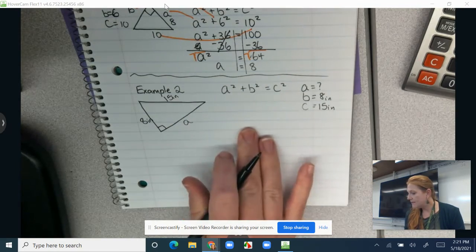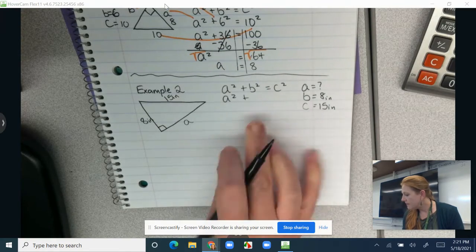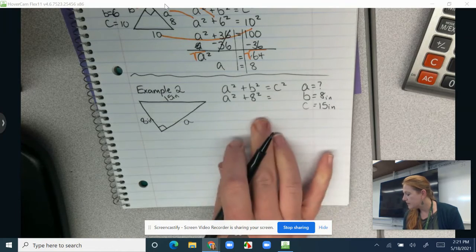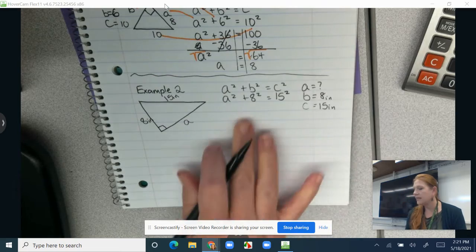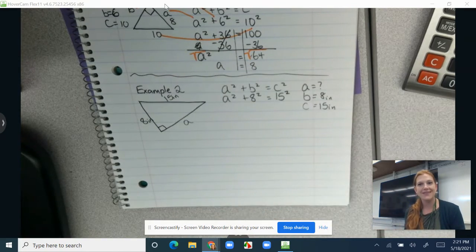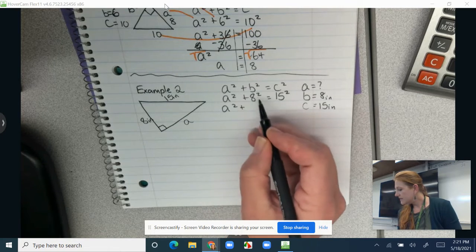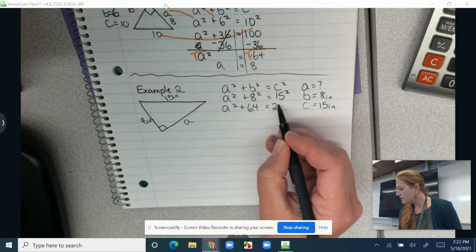So I'm going to set it all up in my equation. My a is unknown, so I'm going to leave that as a squared. My b value is 8 inches, so I'm going to call this 8 squared. And my c value is 15 inches, so I'm going to say 15 squared. Again, I can put the units in there, but I can always add them in again. A squared plus 8 times 8 is 64 equals 225.